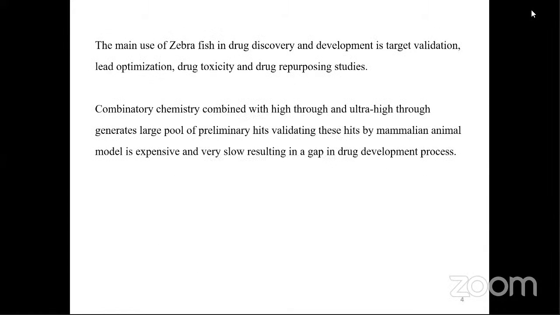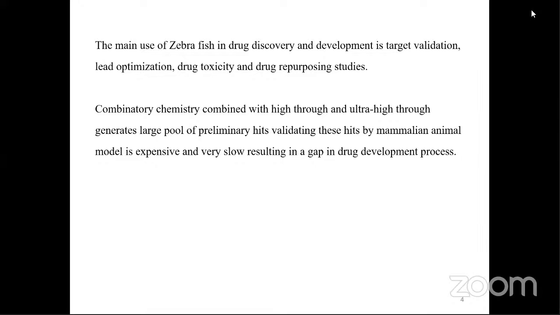The main uses of zebrafish in drug discovery and development are target validation and lead optimization, in addition to drug toxicity and drug repurposing studies. So this is mainly focused on research, drug discovery as well as development. The main targets are target validation, lead optimization, drug toxicity and drug repurposing studies.